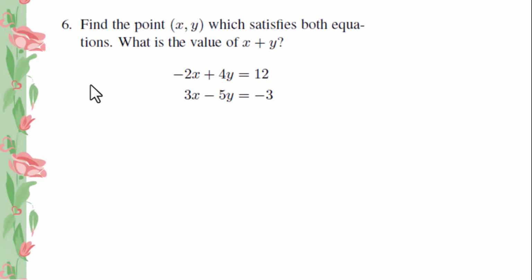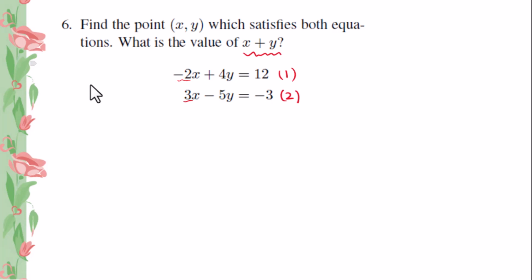Let's go to question 6. Find the point (x, y) which satisfies both equations. What's the value of x plus y? This is the first equation, the second equation. Check the coefficients. For x, we have -2, 3. For y, we have 4, -5.